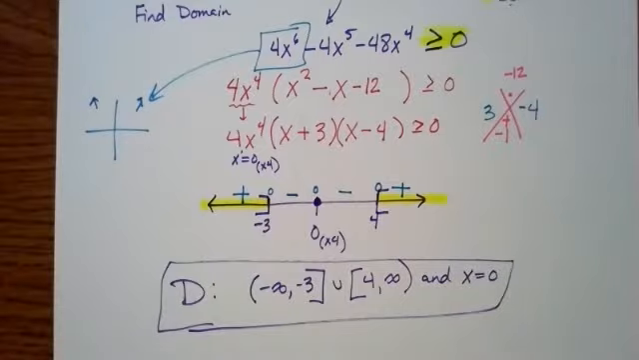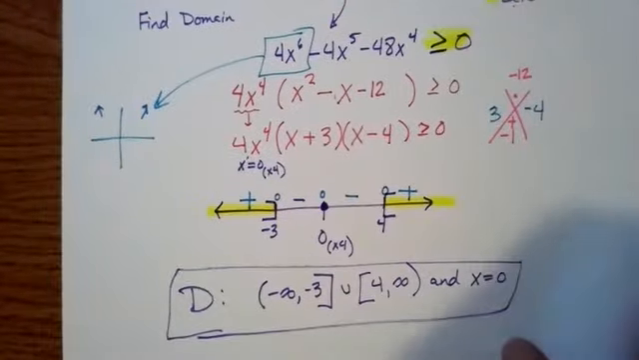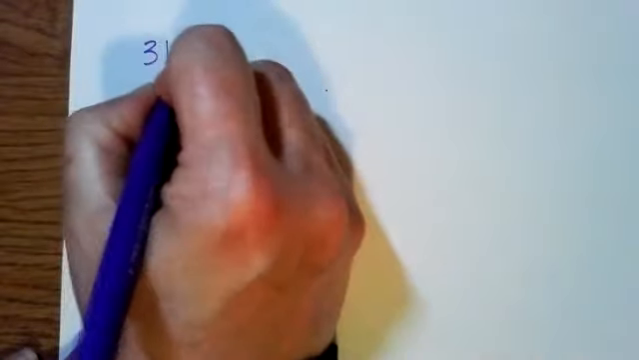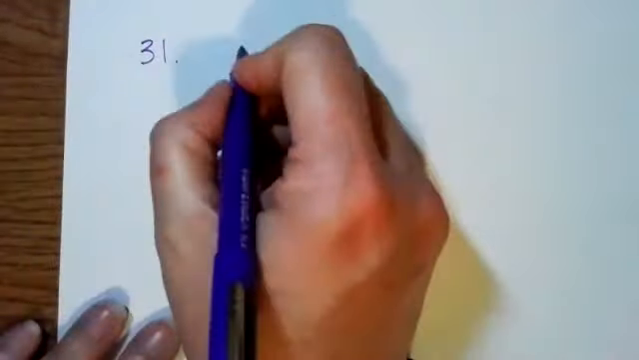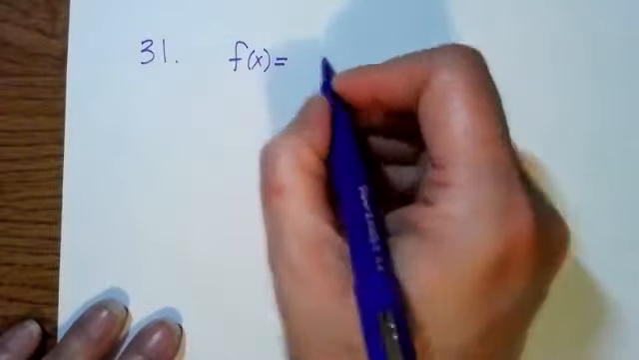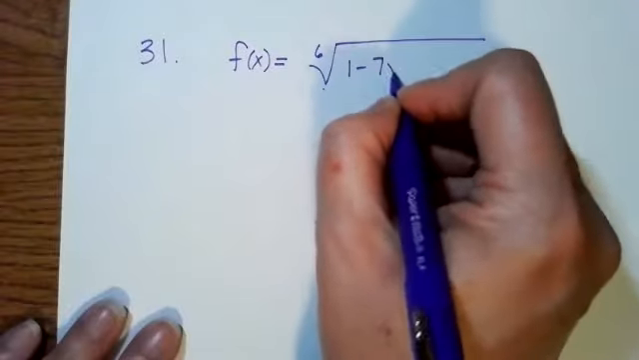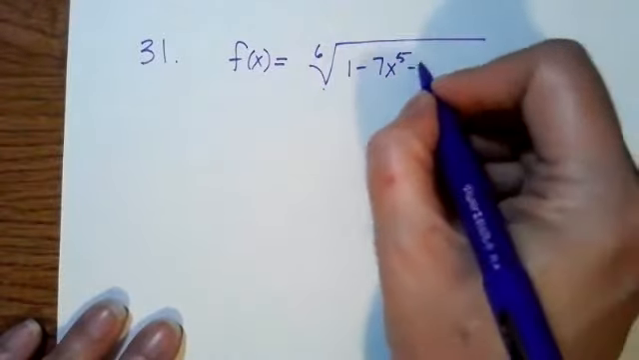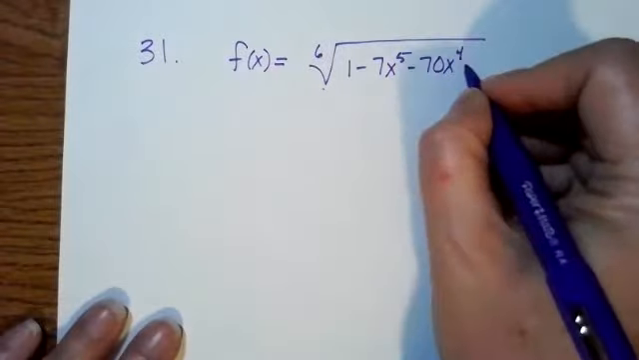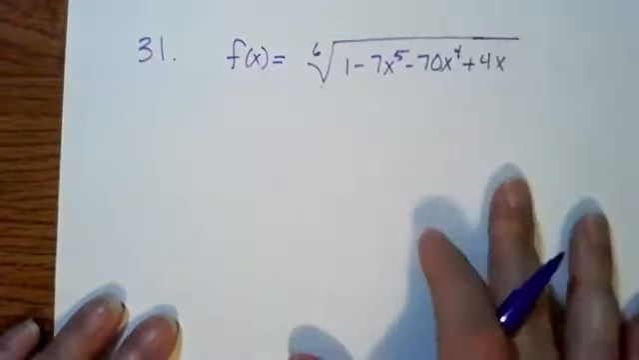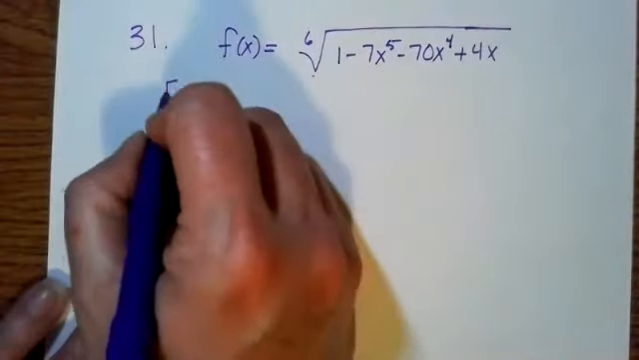All right, I'm really thinking that I want to do one with Polysolve again. So let's make our last example question number 31, where we are allowed to use a calculator to help us. Okay, so we'll finish it off with this, 31. And we are looking at, again, this should say f of x. Please add that. f of x equals the 6th root of 1 minus 7x to the 5th minus 70x to the 4th plus 4x. Find the domain.